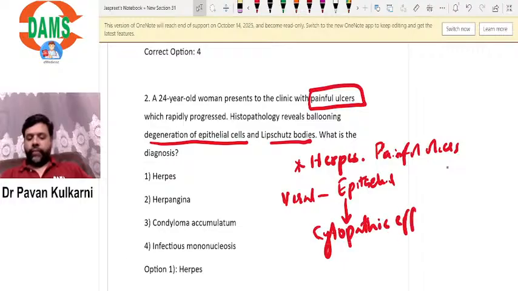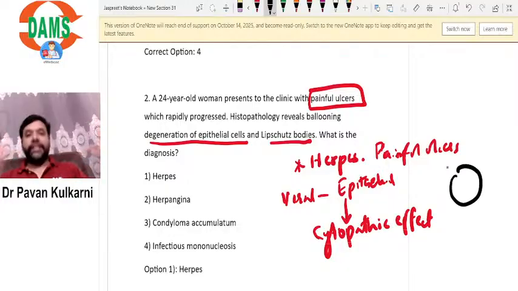So a virus infects an epithelial cell, and because of this infection, the epithelial cells undergo certain changes. What are those changes? The epithelial cells become swollen like this. Those are called balloon cells. They have chromatin margination. The nucleus is made up of chromatin, so the nuclear chromatin will be marginated. And they will show Lipschutz bodies.